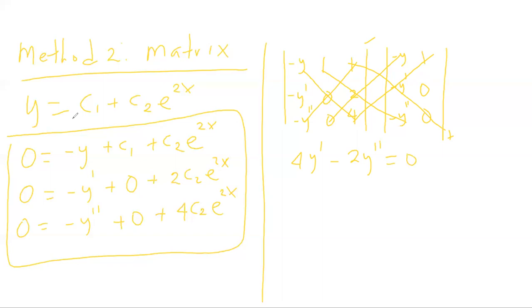So what I'm going to do, I can rewrite this as minus 2y double prime plus 4y prime will be equal to 0. So I can multiply this equation by negative 1. So here I have 2y double prime minus 4y prime will be equal to 0. So I can reduce this equation by half. So y double prime minus 2y prime will be equal to 0. So you see, this is the same as our first method. So you can choose which one, depending on what your professor or instructor asks you to do.